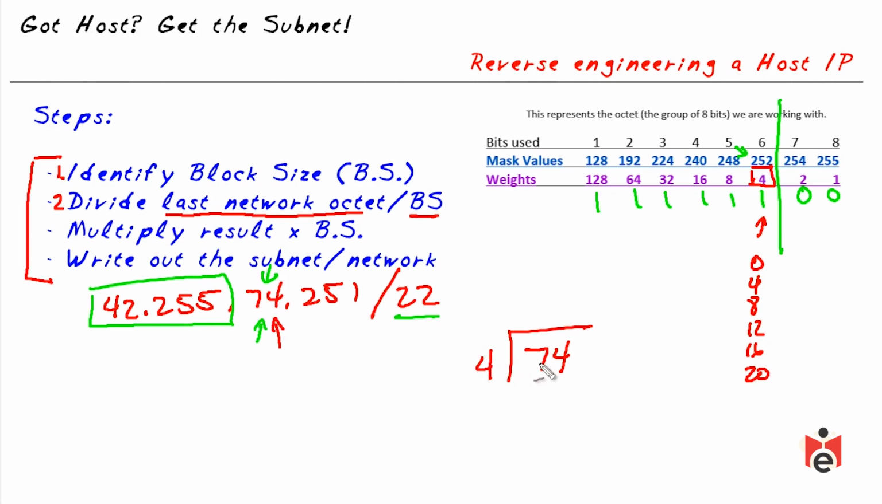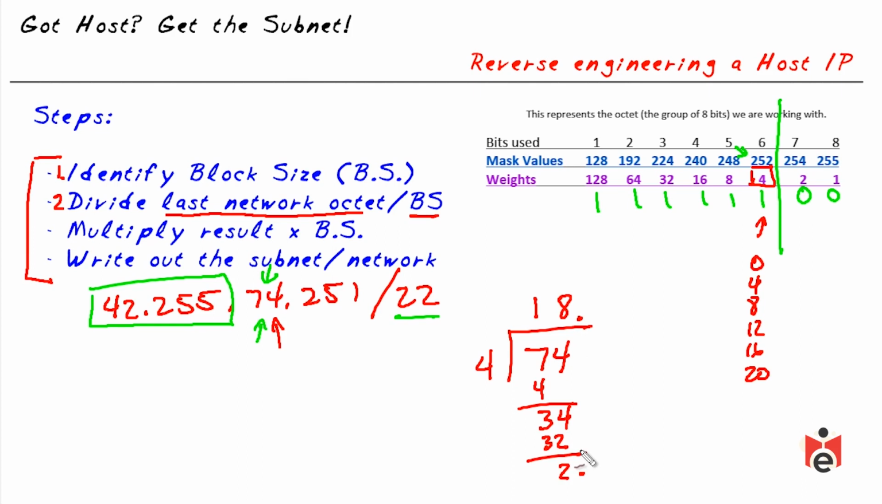So 4 goes into 7 one time. There's a remainder of 3. We bring down the 4. 4 goes into 34 8 times. So 4 times 8 is 32. So we bring that down. We have a little bit of a remainder, and the decimal point would go right there.